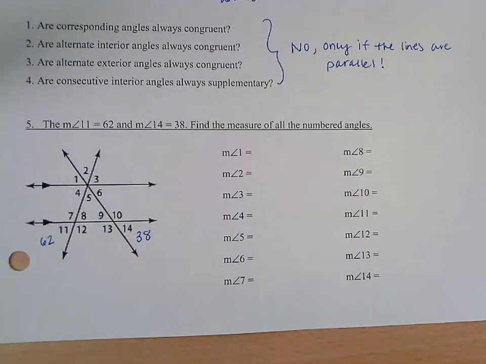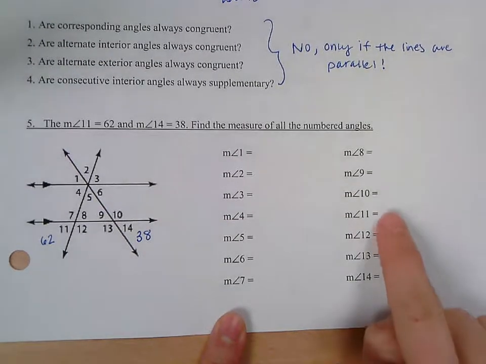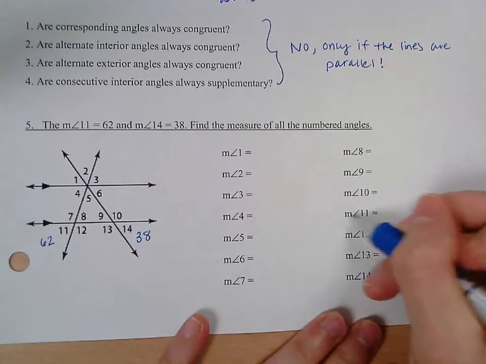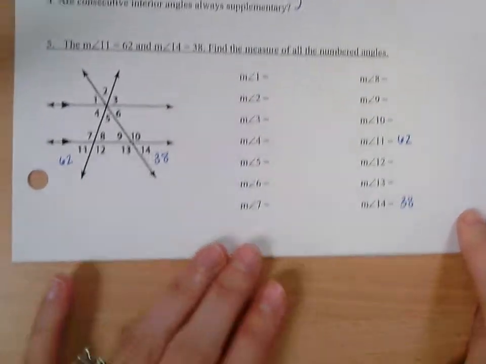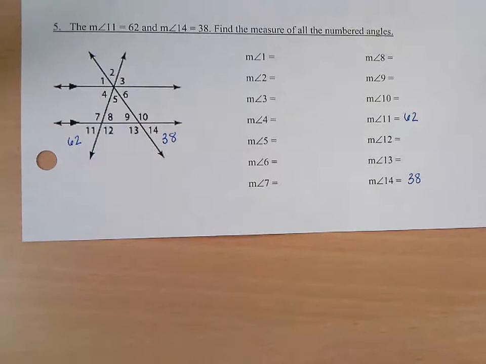And it says find the measure of all the numbered angles. And actually over to the side, 11 and 14 are also listed there, so you can fill in measure of angle 11 is 62, measure of angle 14 is 38. And let's work together to find all of the missing measures. So you could be using anything that we just talked about from the top, or you could be using other angle relationships we've talked about in previous chapters. Can anybody give me an angle that they know the measure of based on what we're given? Gabe. 1 would be 38.